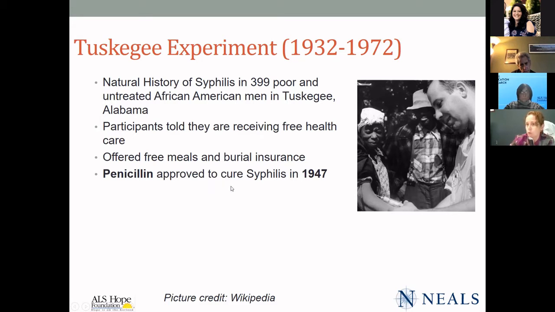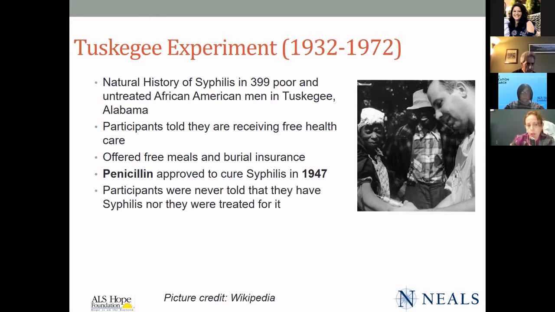The study continued, and those men went untreated, which in itself led to unspeakable human suffering in terms of infecting their wives and giving birth to children with congenital syphilis, things that could totally have been prevented. Not only that, the way this study ended is also notable. It wasn't ended by the researchers themselves. What needed to happen, of course, those participants were not told that they have syphilis.